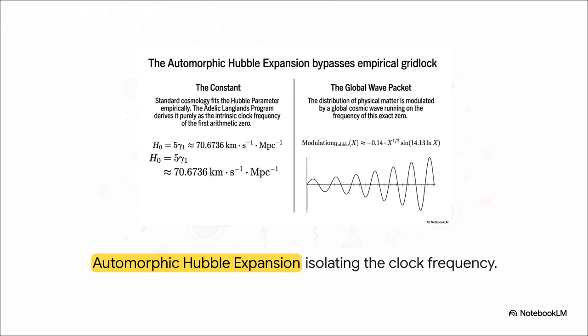Which brings us to cosmic expansion. Look at the global cosmic wave packet on the right. In this framework, the distribution of physical matter is modulated by a specific cosmic sine wave. Expansion isn't just some empirical fit to make telescope data work, it's a rigid structural requirement. It acts as an intrinsic clock frequency derived directly from the primary arithmetic zero, denoted here as gamma 1.